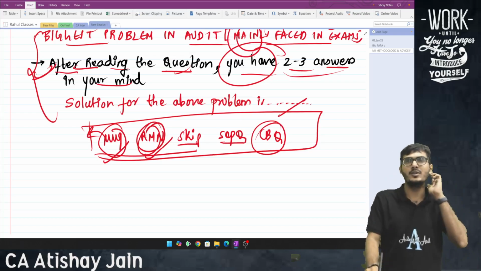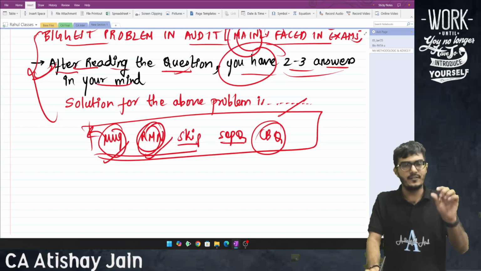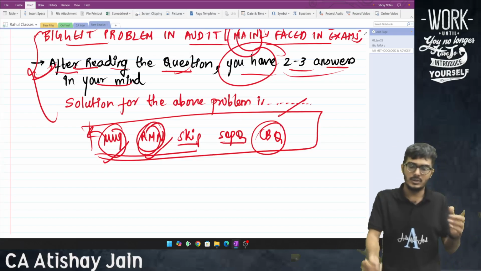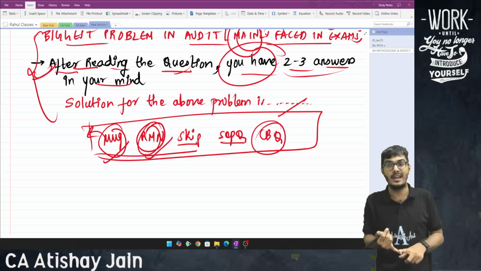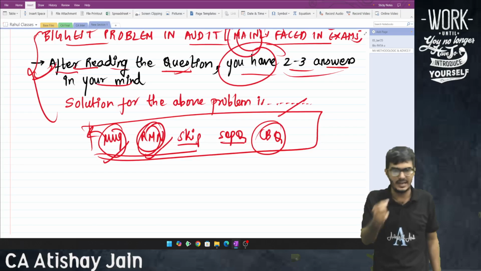And the second purpose of RMN is that MCQs can be tested from any nook and corner. Any corner they can test an MCQ. So that is why there are a few topics which I tell you to do RMN, so that your audit language improves and your MCQ parts get covered enough.